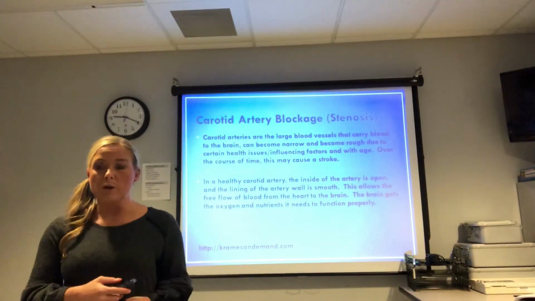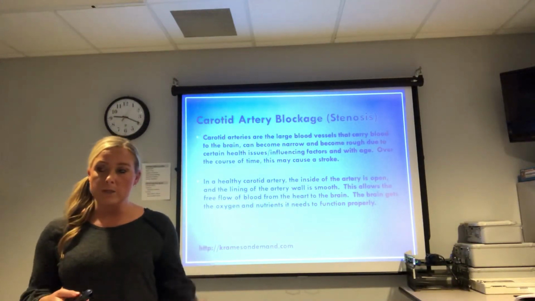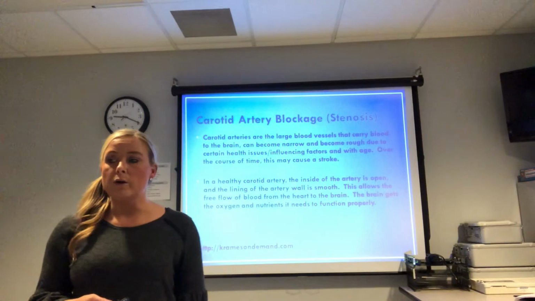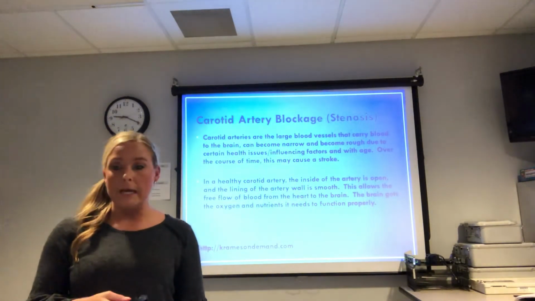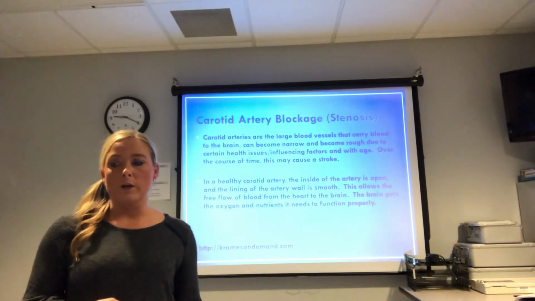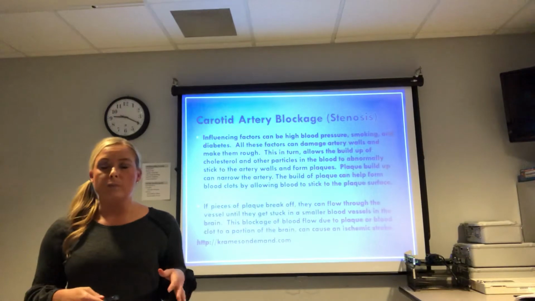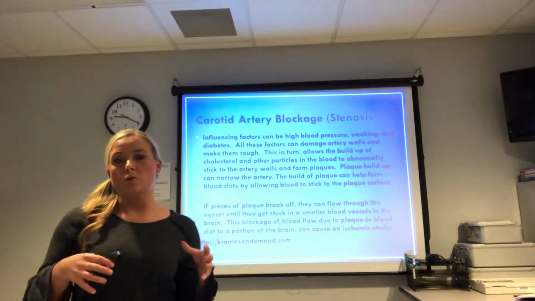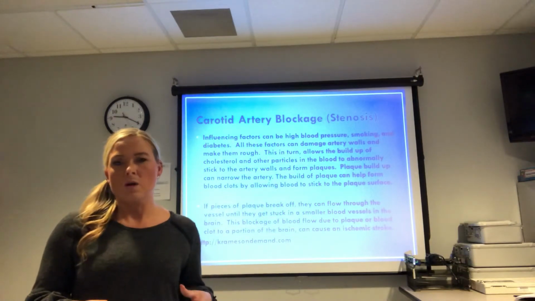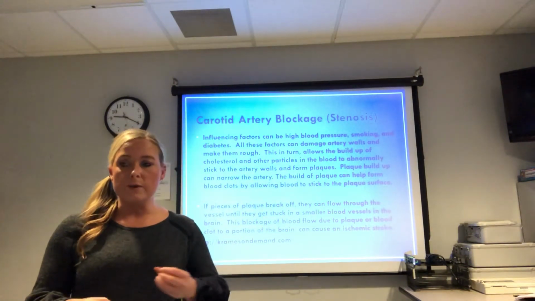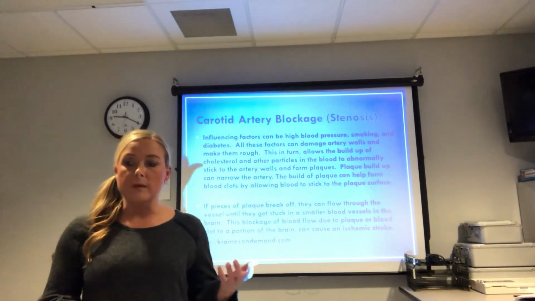Carotid artery blockage. The carotids are large vessels that carry blood and oxygen to the brain, like we discussed earlier. They can narrow due to health issues and influencing factors, such as increasing age. A healthy carotid should be patent with a smooth lining, but things like hypertension, diabetes, smoking, those can cause the walls to become rough, and when this happens, it allows cholesterol to build up. When the plaque inside the vessels clots, blood clots can stick to that plaque, and when a clot breaks off, that's when a stroke occurs.